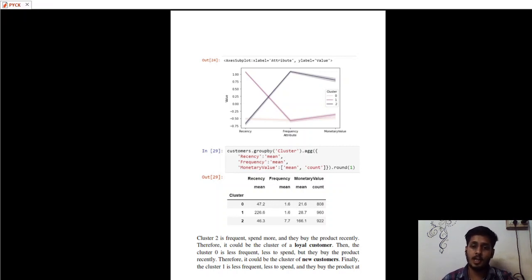With the help of this analysis, we can try to give zero cluster members new benefits and new attractions for buying and converting them to loyal customers, so that we can increase our productivity. This kind of analysis helps us to increase our productivity and to analyze our market or customer segmentation into loyal and new customers.